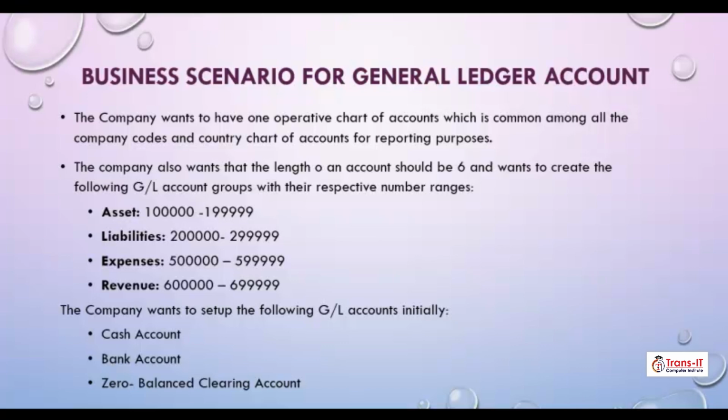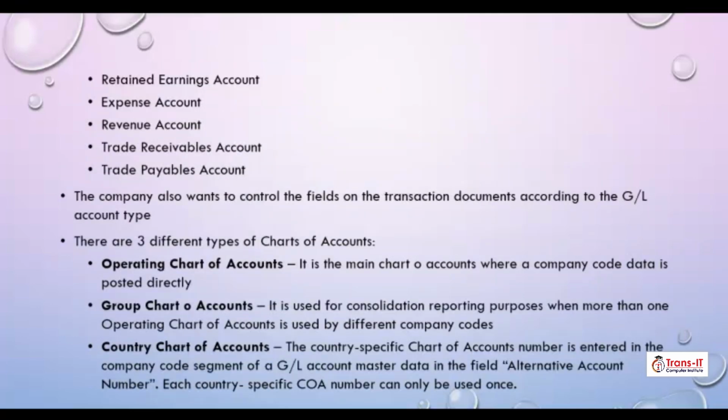The company wants to set up the following GL accounts initially. That's cash account, bank account, zero balance clearing account, retained earning account, expense account, revenue account, trade receivable account and trade payables account. The company also wants to control the fields on the transaction documents according to the GL account type. So there are three different types of chart of accounts.